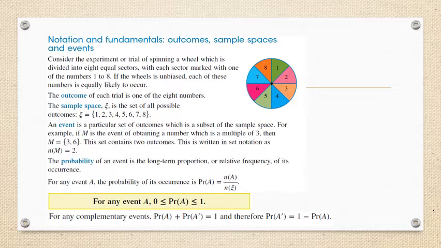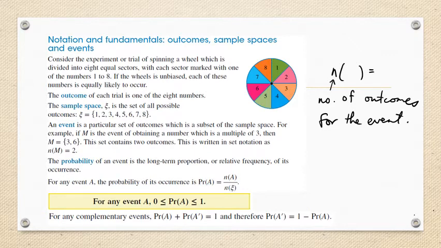The probability of an event is a long-run proportion, so as in if you do it over a certain amount of time, how many times would it happen? Now, you might notice there's a notation with an N in front, and then you put brackets around what the event is. This N means the number of outcomes for the event. So if you read down here, this means the number of outcomes of A happening over the total.